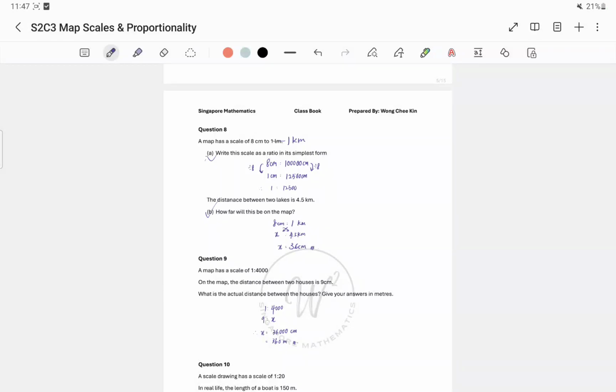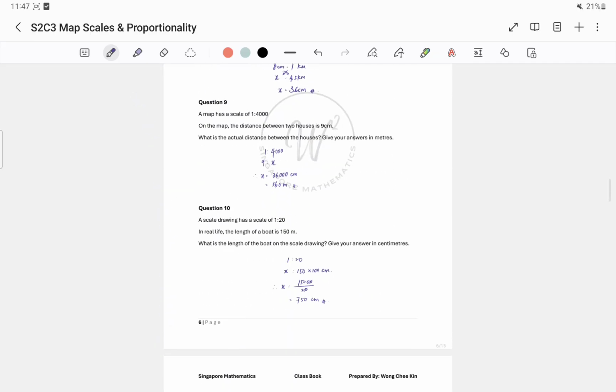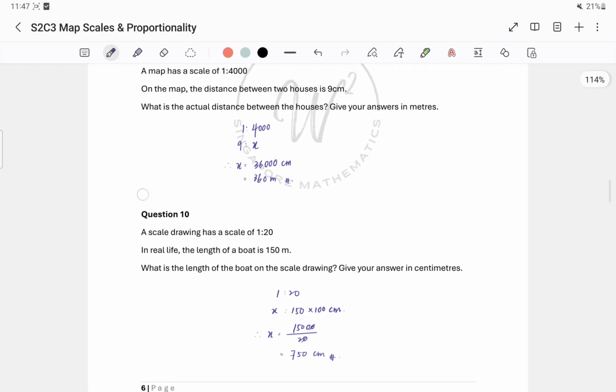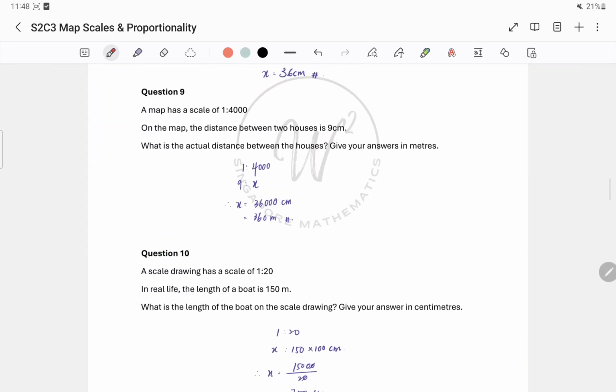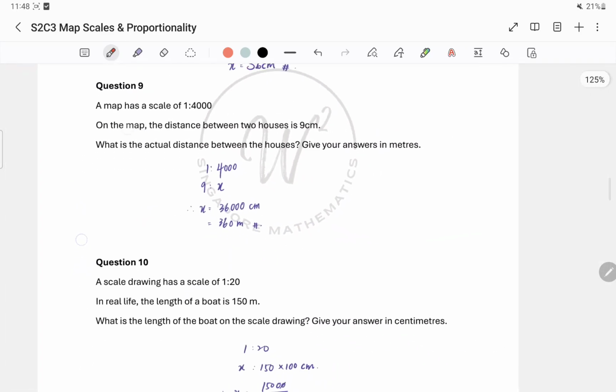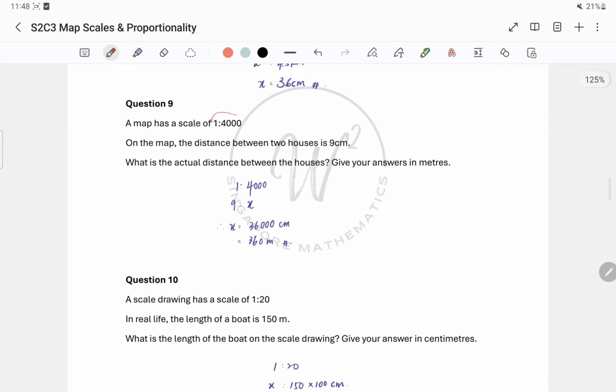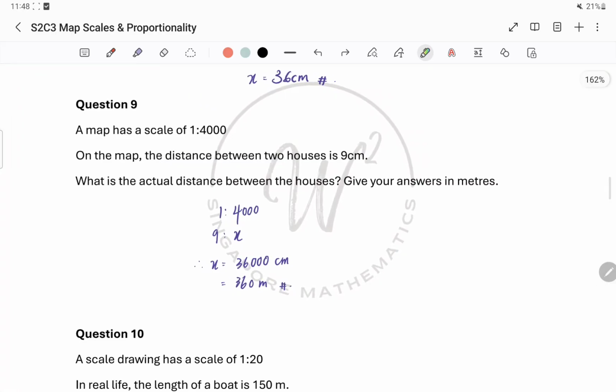Okay, so before we move on to the second part of this handout, I want to let you check the questions over here. Question 9. So these are map skills where the ratio doesn't have units. If the ratio doesn't have units, automatically you can take them as cm to cm. And both sides should have the same units.